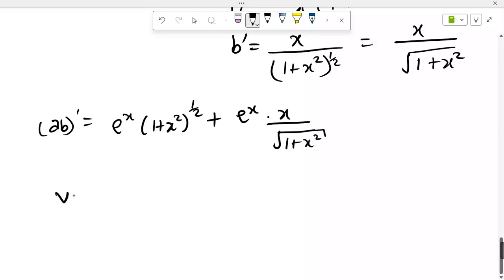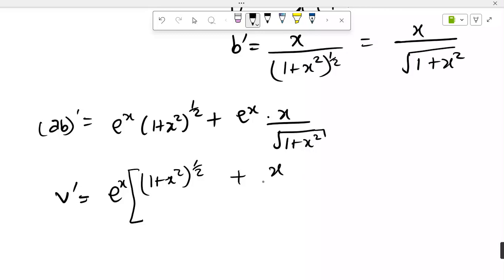Here we are getting v prime, so this is not a b, it's v prime. We can take out the e to the power x, then we say (1 plus x squared) to the power half, plus x over root of 1 plus x squared. Okay, so this is our v prime.